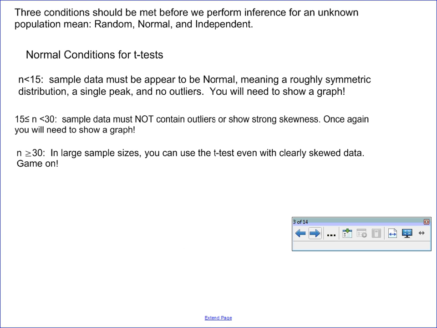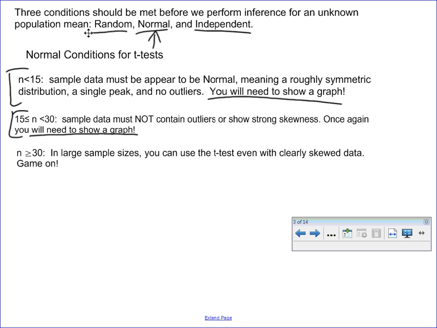And so once again, we have to check the conditions. Random and independence are exactly the same as they were for the proportion procedure and exactly the same as they've been for a while. The big one is normality, and once again we have to check normality according to one of three conditions. If n is less than 15, the sample data must appear to be normal, or at least roughly symmetric, a single peak, no outliers. You will need to show a graph. Between 15 and 30, the sample data must show no outliers or no strong skewness. Once again, you will need to show a graph. If we're over 30, then the CLT has kicked in and we're in good shape.